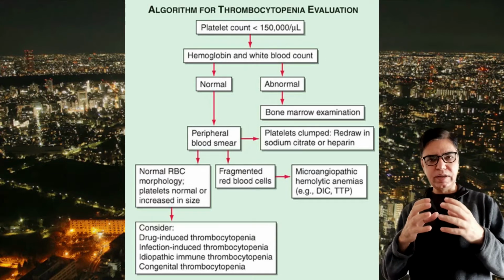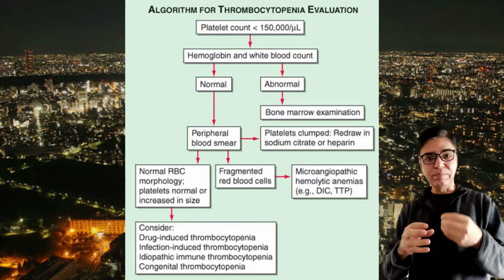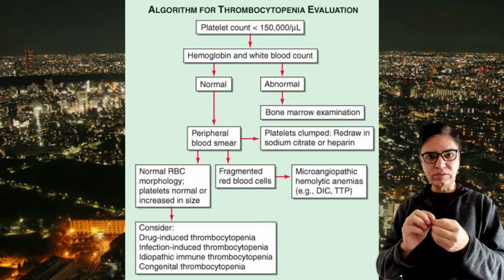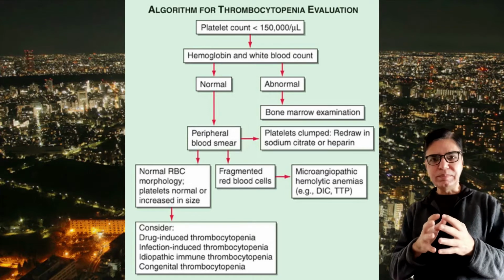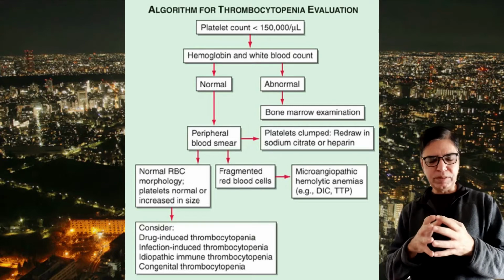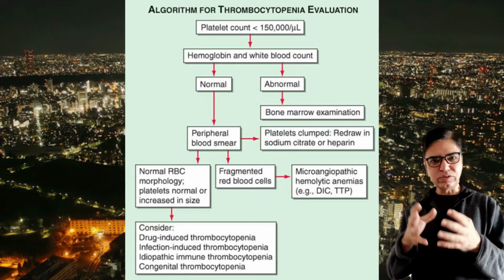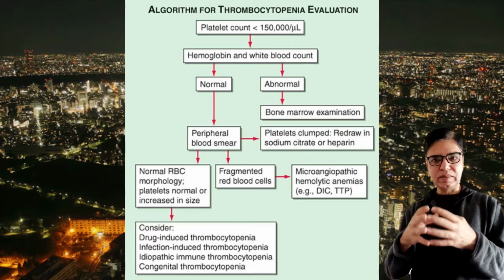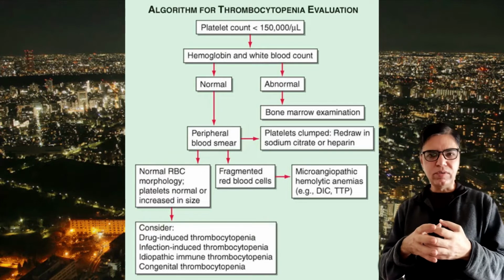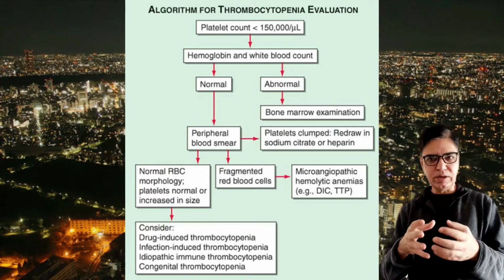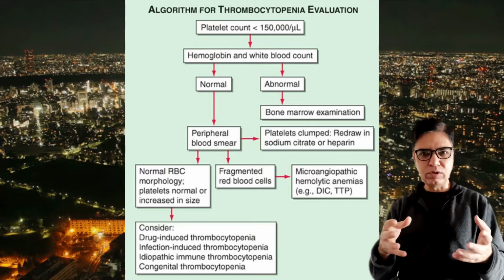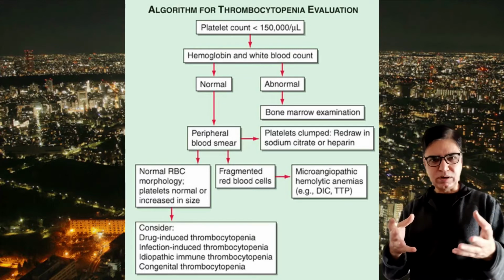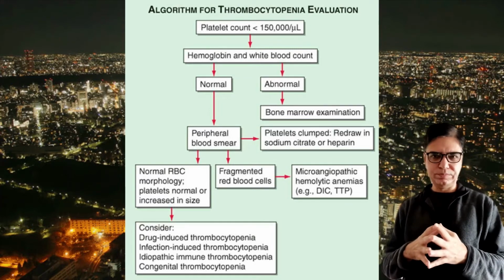Now, if along with thrombocytopenia the peripheral smear shows fragmented red cells, red blood cells that have been stripped off at the corners or damaged, then it simply means that it is microangiopathic hemolytic anemia. So there is some process going on in the blood vessels which has destroyed not only the RBCs but also the platelets. The common causes of microangiopathic hemolytic anemias could be disseminated intravascular coagulation, hemolytic uremic syndrome, thrombotic thrombocytopenic purpura, and so on and so forth.